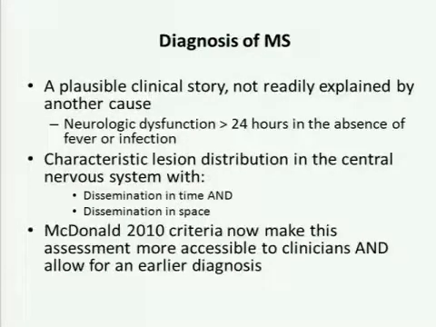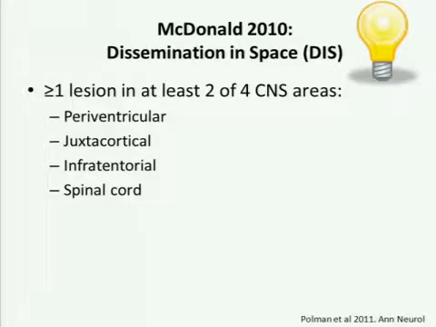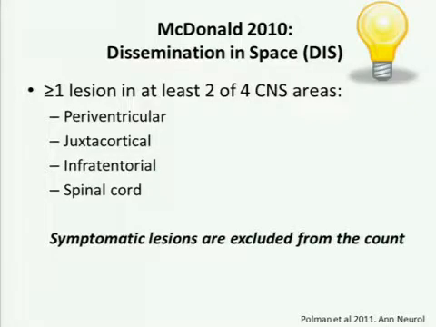So there have been numerous systems for diagnosing MS in the past, the majority of which have been most friendly for research purposes. But there was a drive to make the criteria more clinically accessible, so you don't have to be an imaging expert, as well as to allow for making a much earlier diagnosis, because earlier diagnosis may allow for earlier treatment and better outcomes. So the first concept is dissemination in space. You have to have at least one lesion in at least 2 of 4 CNS areas, and these areas reflect the distribution of lesions in MS generally: periventricular, juxtacortical, infratentorial, and spinal cord lesions. But if a lesion is symptomatic, you need to exclude it from the overall count.